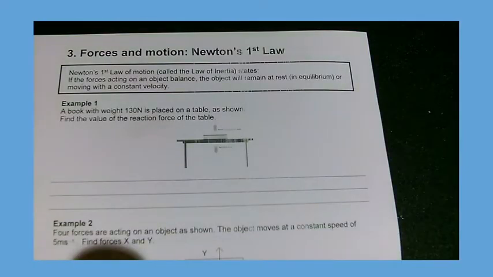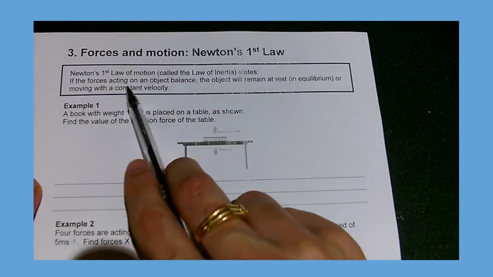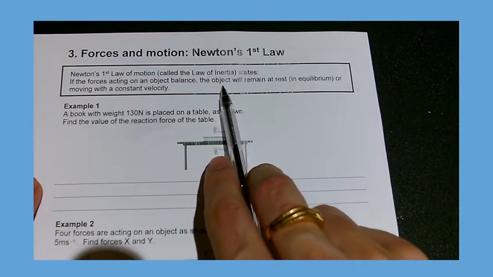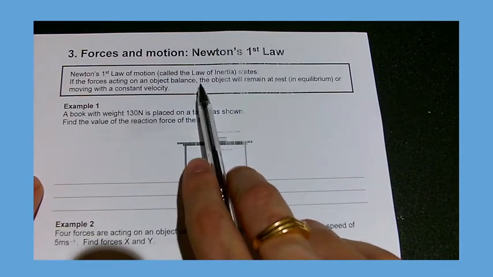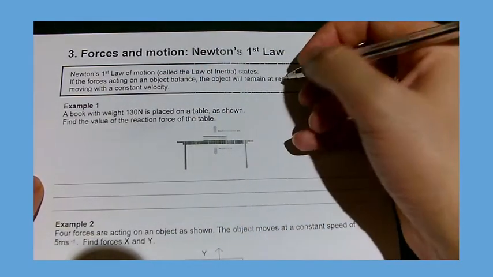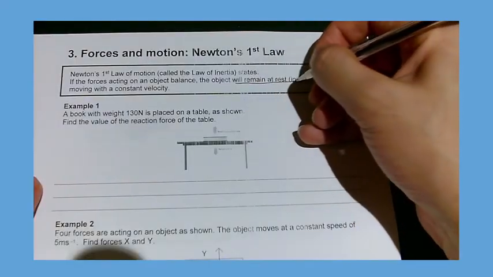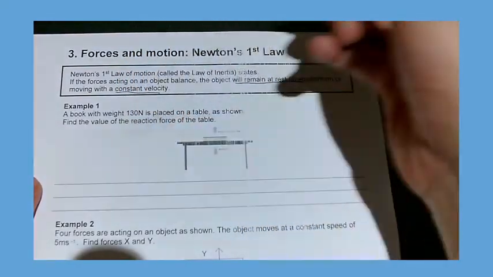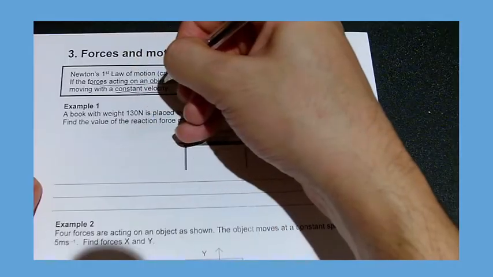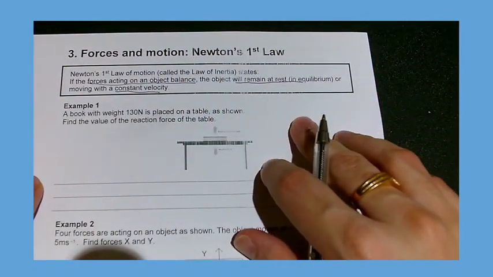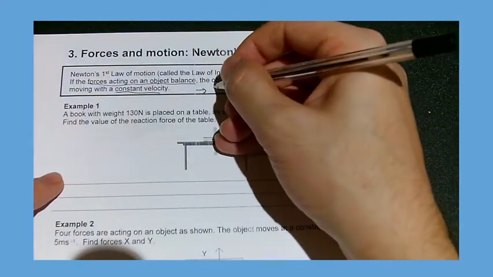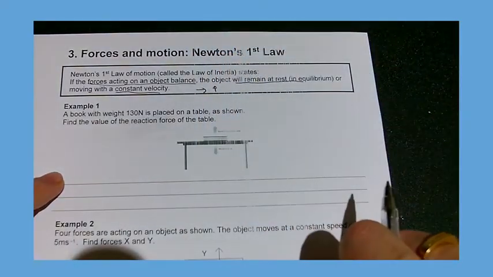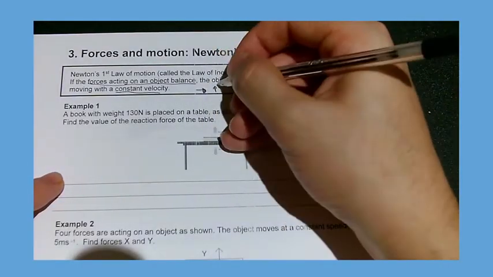So Newton's first law states that if forces acting on an object balance, the object will remain at rest, in equilibrium, or moving with constant velocity. The most important aspect of this is that if an object is at rest or at constant velocity, then the forces acting on it will balance out. Now we need to add a few more details: the horizontal forces and the vertical forces balance each other. That's quite an important detail.